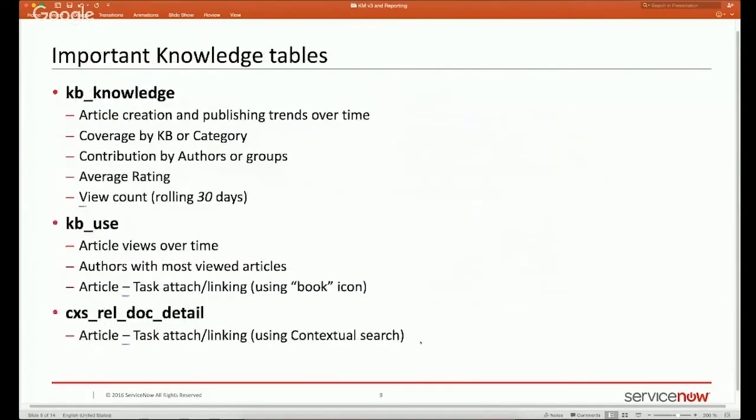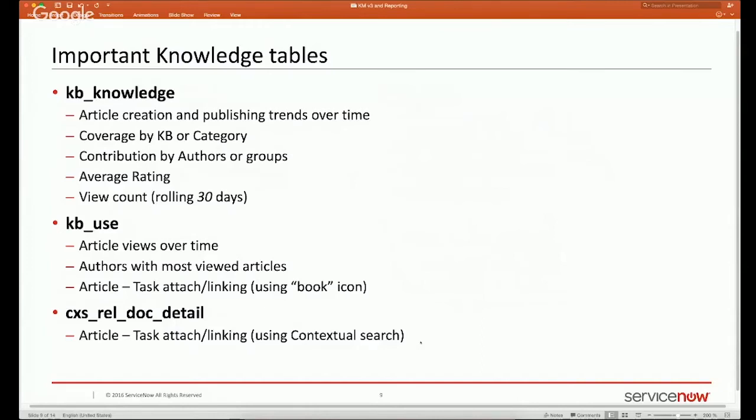So let's find out where you can find information or reports like this from the ServiceNow knowledge base. What I have here in the next couple of slides are a few knowledge base tables, ServiceNow tables that have the information and the reports that we may need. So KB_knowledge, most of you may be familiar with this table, has the article itself. You will find article creation and publication trends over time, coverage by a knowledge base or a category, contribution by different authors or groups, what the average rating of that article is, view count.